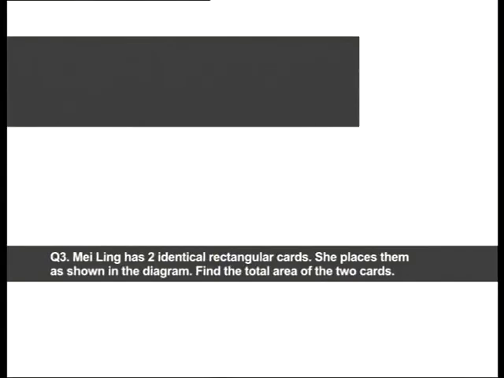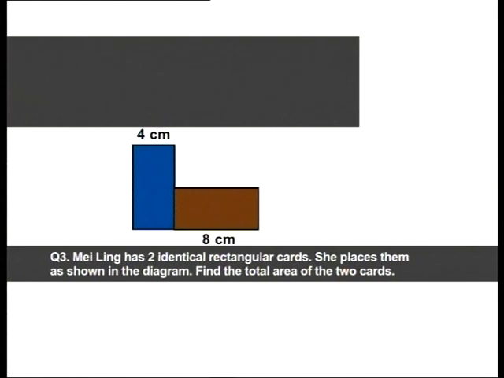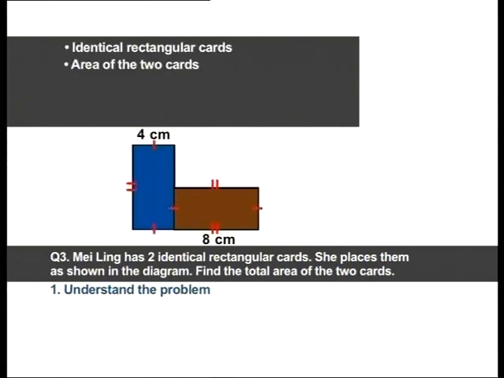Let's solve a problem involving area. Mei Feng has two identical rectangular cards. She placed them as shown in the diagram. Find the total area of the two cards. For this question, let us use this guideline. First, understand the problem. Two identical rectangular cards and the area of two cards. Second, devise a plan. Use the formula of area. Area equals length multiplied by width.